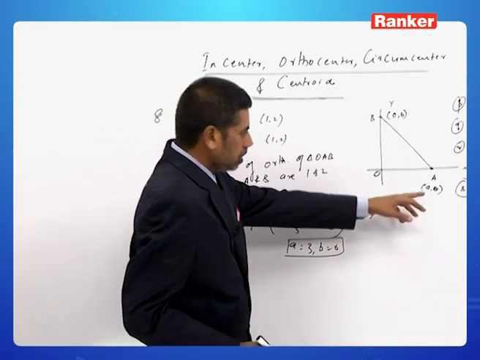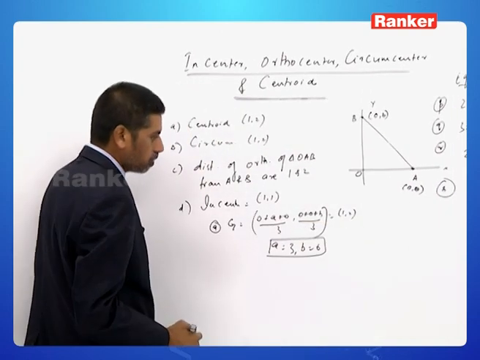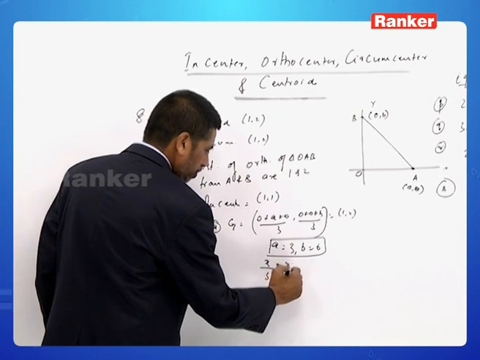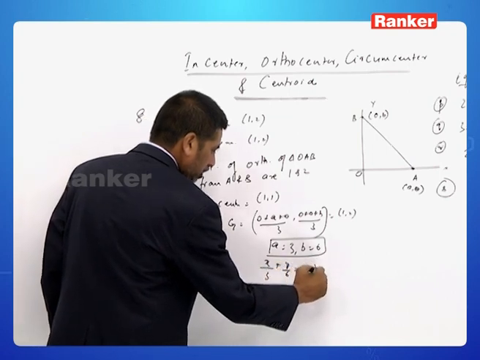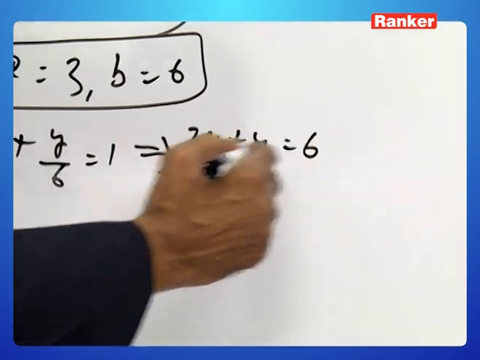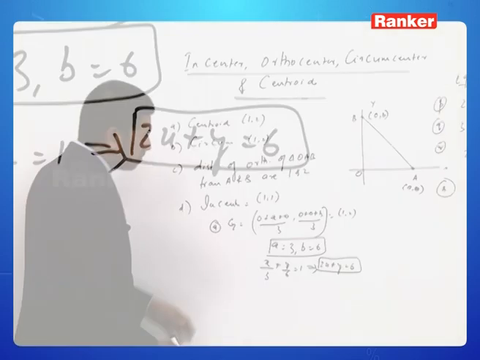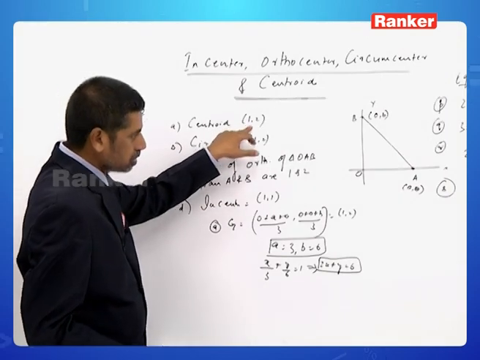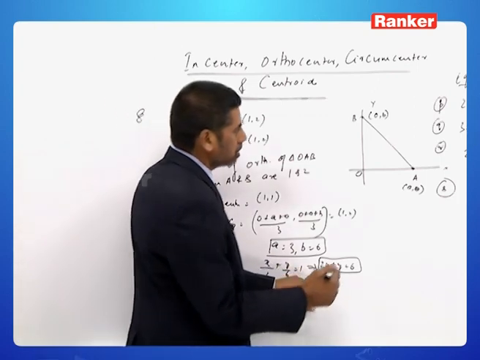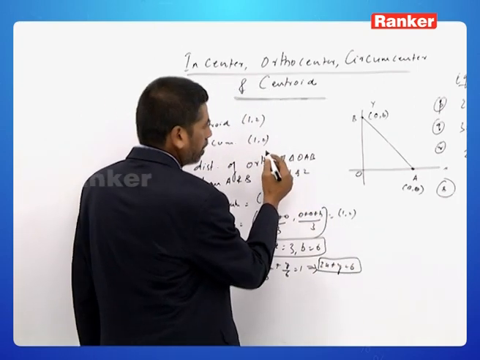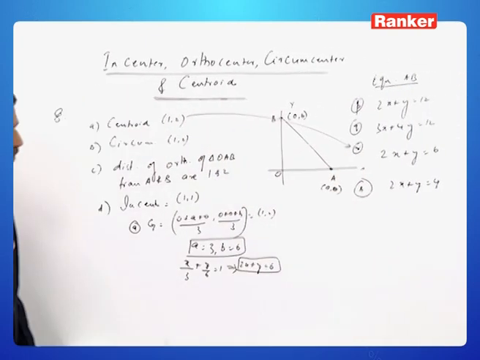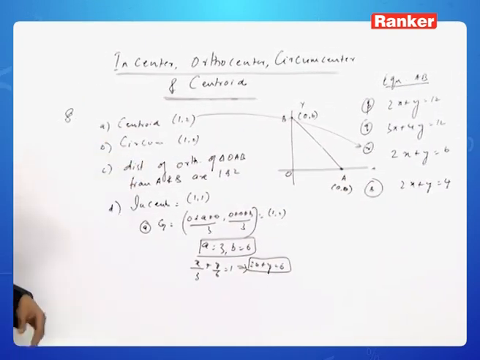So once you know A and B, you can set up the equation. What's the equation of the line now? X by A plus Y by B is equal to 1. This implies it is 2x plus y is equal to 6. So if the centroid is at 1 comma 2, then the equation of AB should be this one. So 2x plus y is equal to 6. Therefore, A is getting mapped to R. Right? Let's go to the next one.